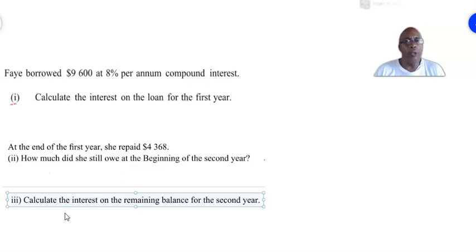Faye borrowed $9,600 at 8% per annum compound interest. Calculate the interest on the loan for the first year. So this time it's a loan, but it's the same calculation. The interest on the loan at the end of the first year is the rate of interest, 8%, multiplied by the principal, which is $9,600.